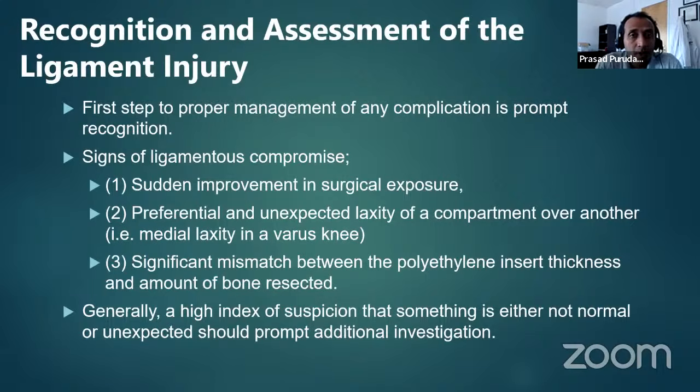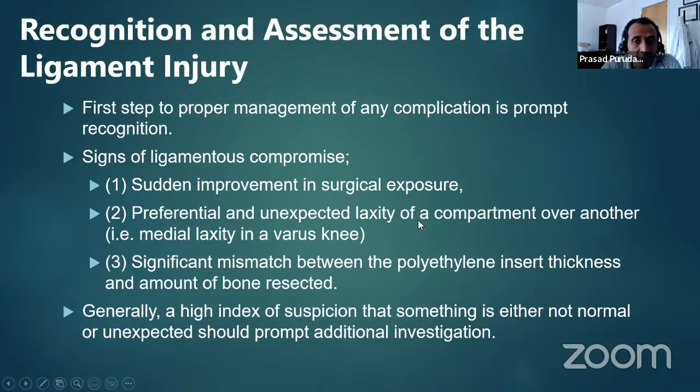It's very important to recognize these injuries during the surgery so that we can take care of them. Otherwise, there is a higher risk of post-op instability and poor function. So how do we recognize them? Number one, if this happens, we might see a sudden improvement in the surgical exposure. We might be struggling with the exposure for some time, and then suddenly, the next time we look at it, the exposure is much easier. That should increase the suspicion for a possible ligament injury.